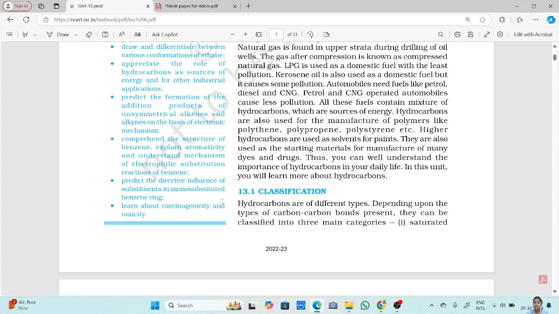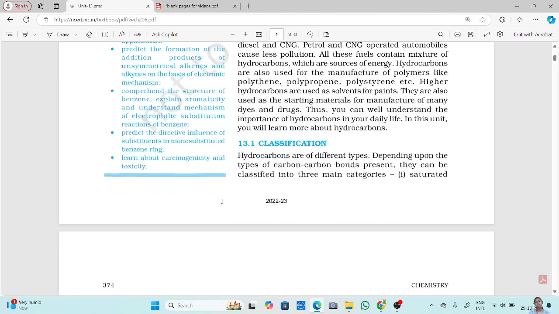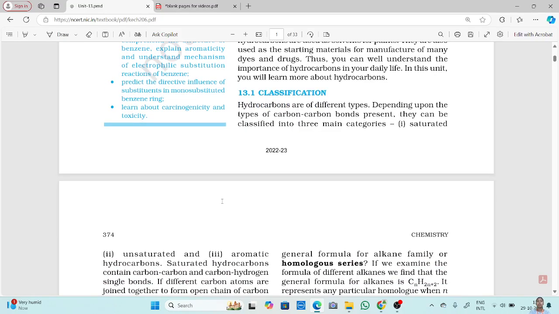Thus you can well understand the importance of hydrocarbons in our daily life, because whatever we use in our daily life has hydrocarbons in it. So this chapter is basically to understand what these compounds are.